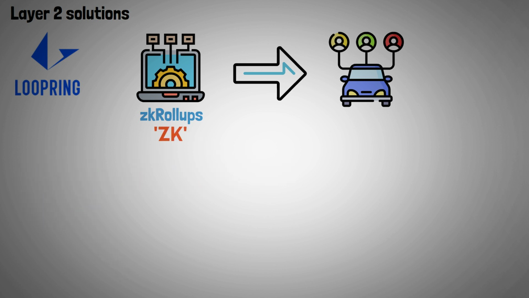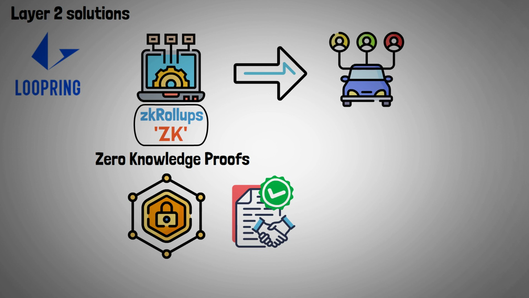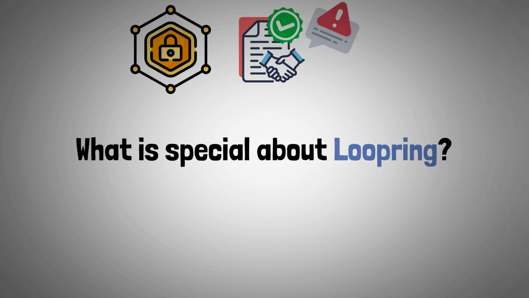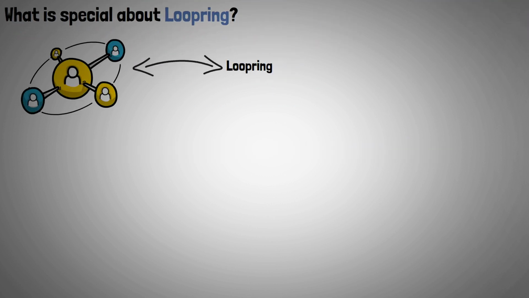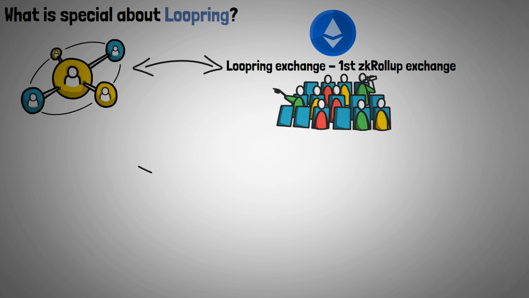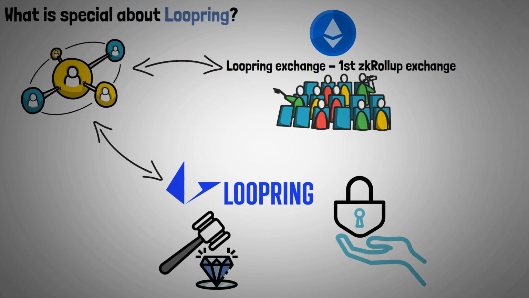Represented by the ZK in the term zk-Rollups, zero-knowledge proofs are cryptographic techniques that let one party convince another that a claim is true without disclosing any details of the claim itself. Apart from that, what is so special about Loopring? The team behind Loopring Exchange, the first zk-Rollup exchange created on Ethereum that was made available to the general public, is also the team behind the Loopring protocol. This demonstrated the protocol's and its supporting technology's feasibility.